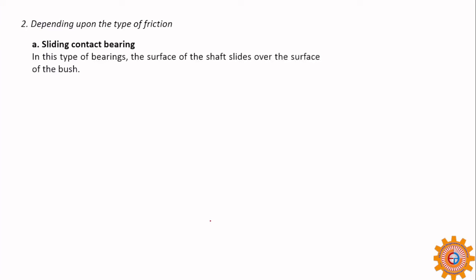Next classification is type of friction. If there is a sliding friction, or otherwise a sliding contact, the surface of the shaft slides over the surface of the bush. So the main bearing housing is different, but we will insert the bush inside. In this bush we will insert the shaft. So this is basically a general bearing.